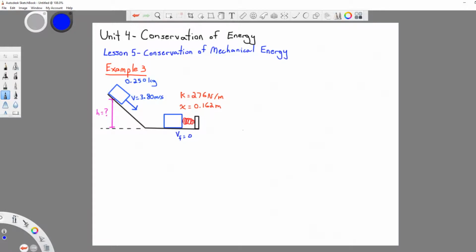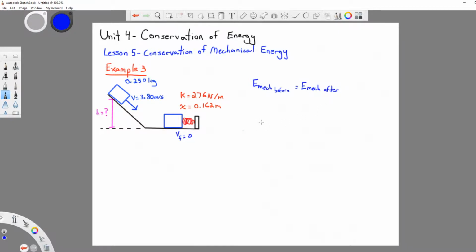The question is ultimately asking us, how high did this block start? So really, it's asking us to solve for potential energy and then use that value to get the height. Let's begin. We're going to use the same formula we've been using over and over here: energy mechanical before is equal to energy mechanical after.